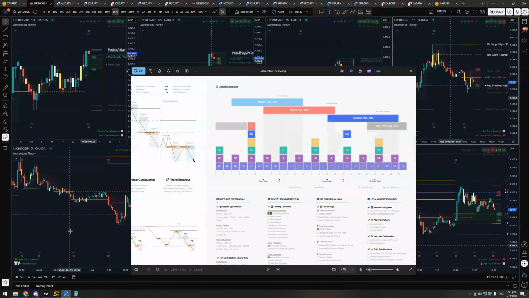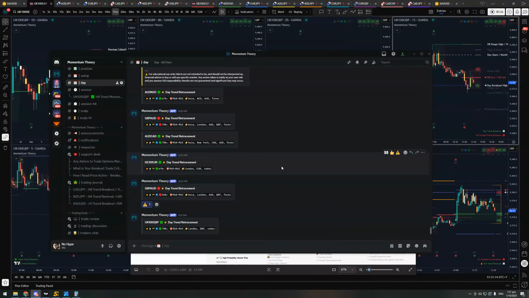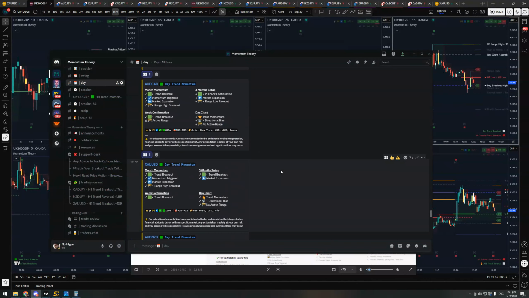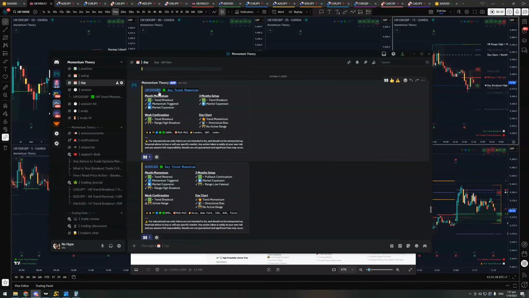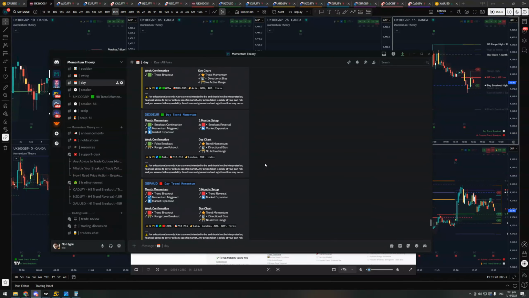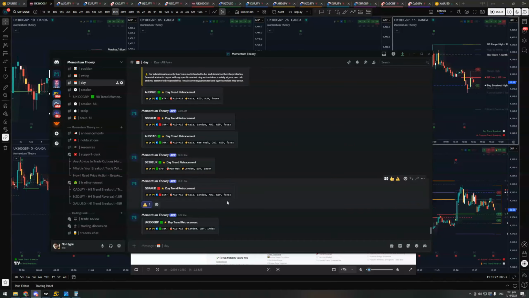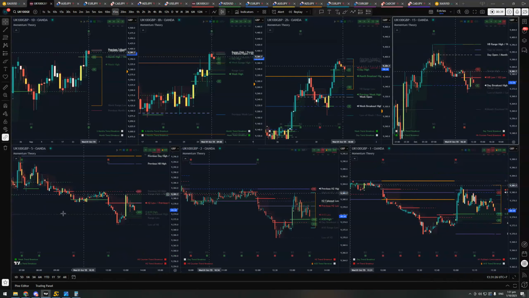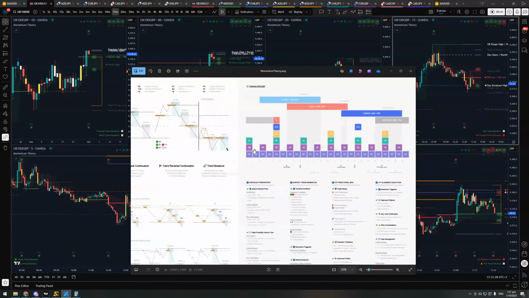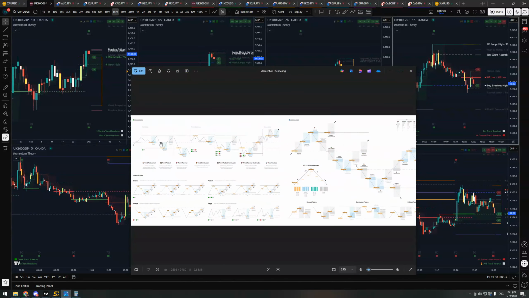So, right now, I've seen in the Discord that we have trend momentum on UK100, and we just had an alert sent out with a trend retracement setup. So trend retracement, this is my favorite setup to trade. Bullish trend retracement right over here.